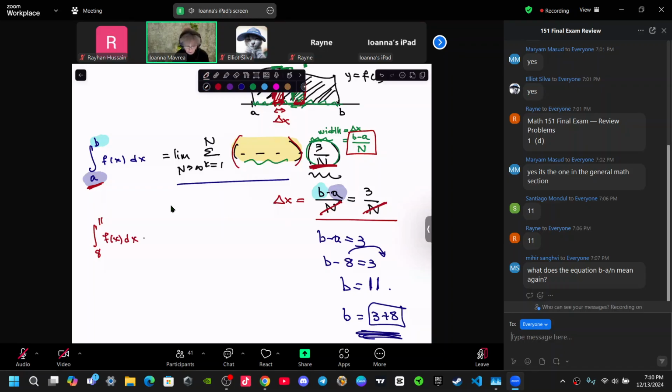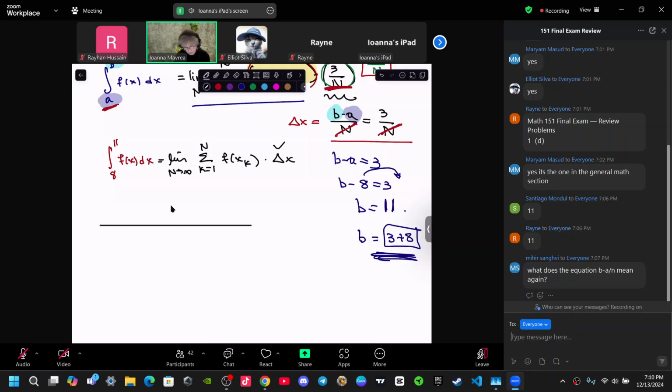And by definition, this is going to be, again, the limit of the sum of f of xk times delta x. We're done with that. We're not interested in that anymore. And they're asking you to find f of x. What's the formula for f of x?